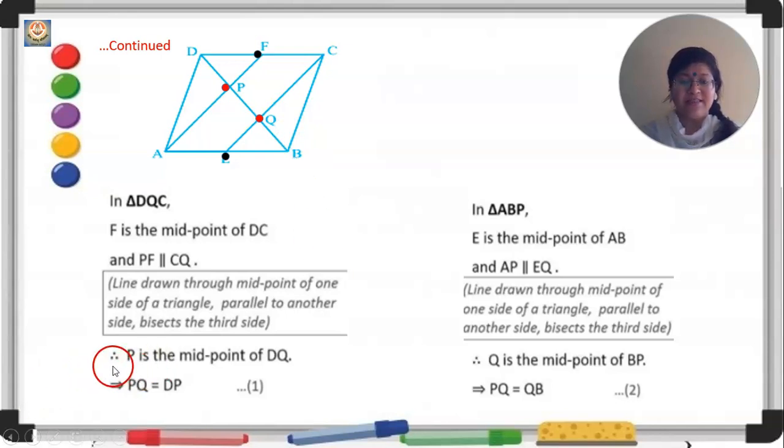Now, let us take this. P is a midpoint of DQ and Q is a midpoint of BP. So from that, this is what you get as statement 1 and statement 2. And if you combine these two, you get PQ equal to DP equal to QB.